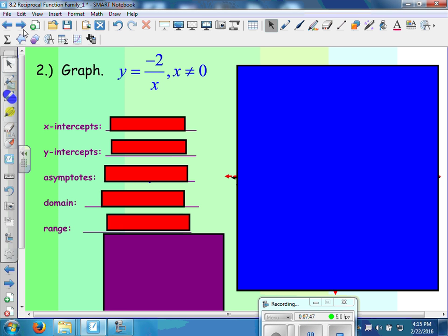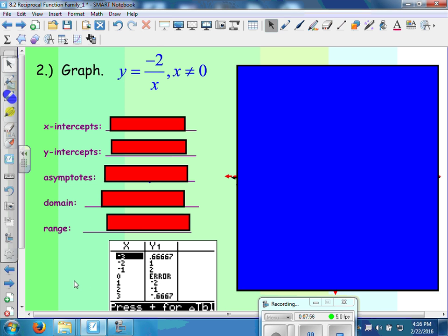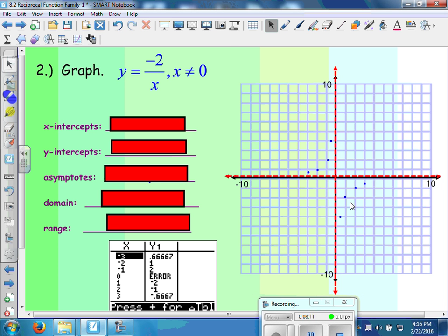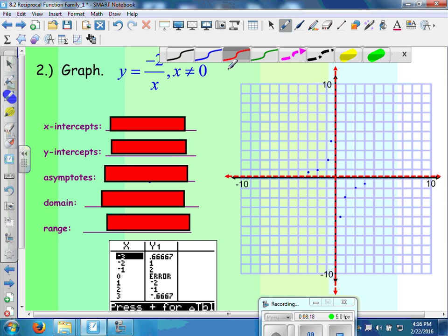Number 2, please enter y equals negative 2 over x into your calculator. You'll notice in this particular function you're also going to get an error at 0 because this function is undefined where x is 0. The negative 2, the negative will flip the original parent function over. This time you'll have curves in the second and fourth quadrants. You'll still have x and y axis asymptotes where x equals 0 and y equals 0.